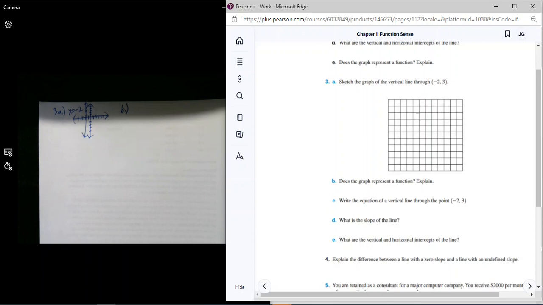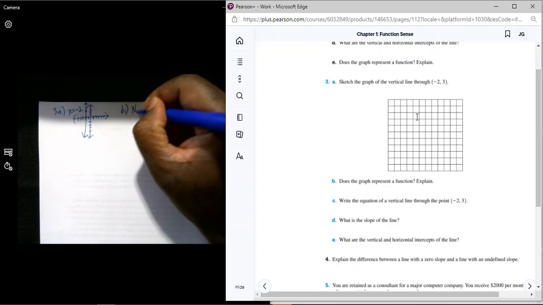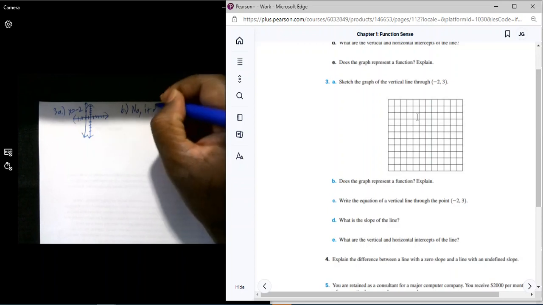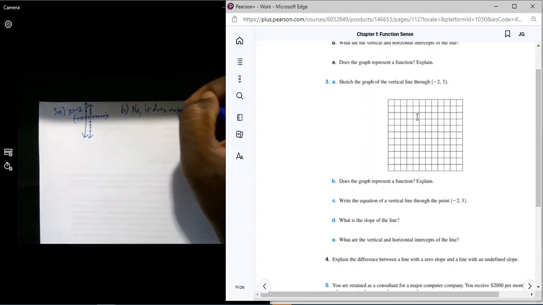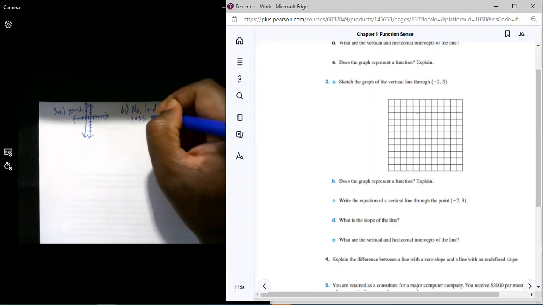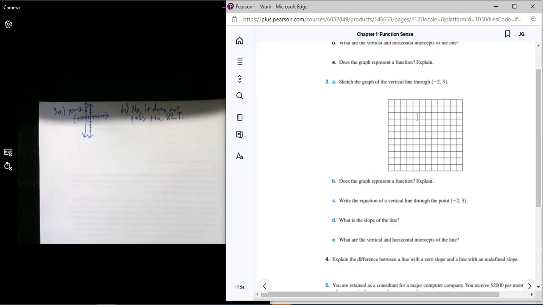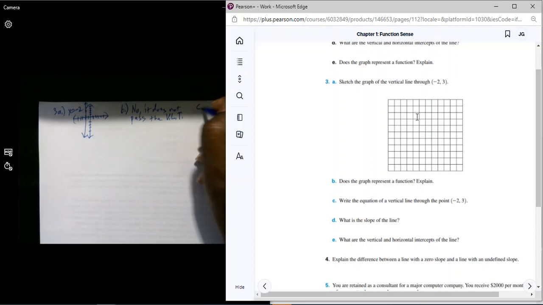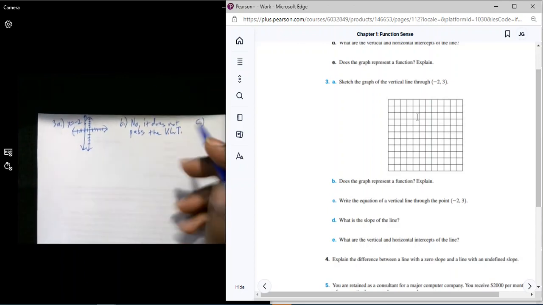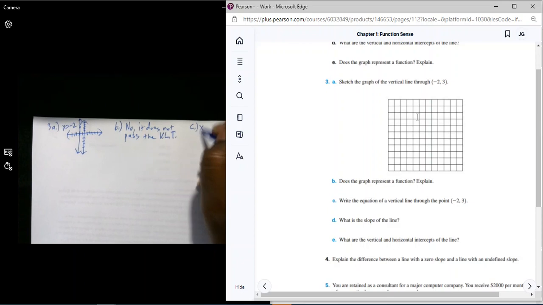Now B says, does the graph represent a function? It'll be no, because it does not pass the vertical line test. And I'm going to abbreviate that with VLT for vertical line test. Okay, C. It says write the equation of a vertical line through the point negative 2, 3. Now we already wrote that here when we did the graph. So it'll just be x equals negative 2.